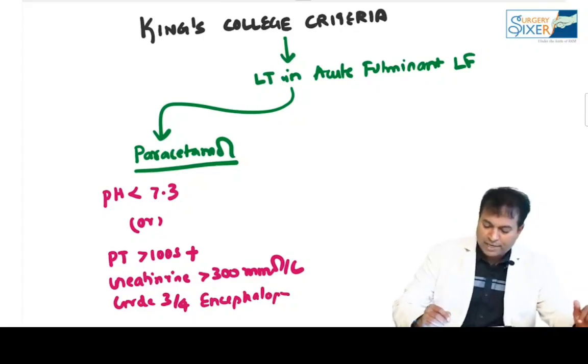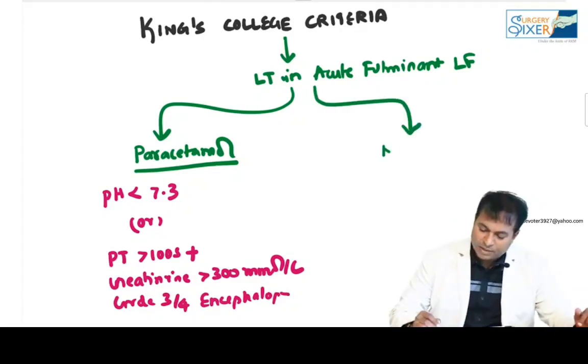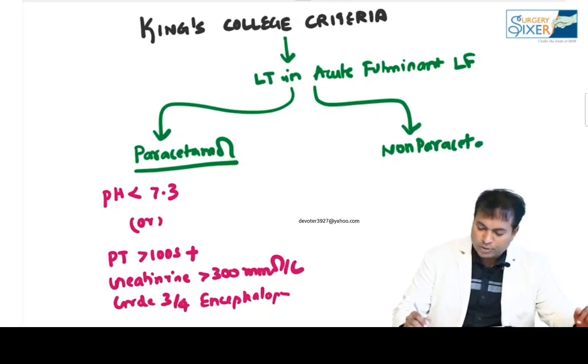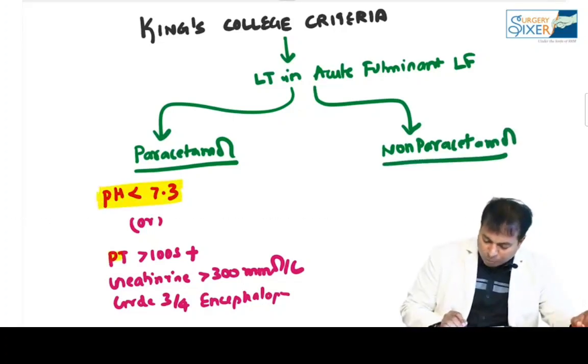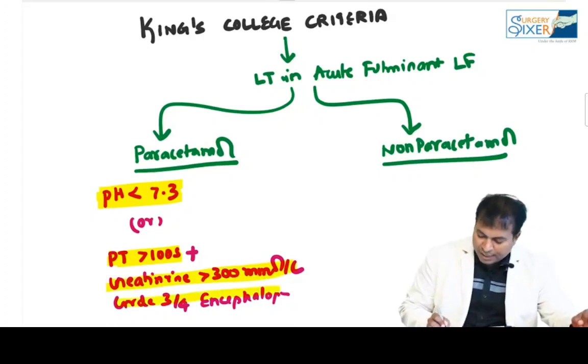There are 2 types of King's College criteria. One is for paracetamol induced liver failure, another is for non-paracetamol induced acute fulminant liver failure. So no need to remember both. At least remember the paracetamol induced liver failure. So when the pH is less than 7.3, or when the prothrombin time increases more than 100 seconds, creatinine more than 300 micromoles per liter, and grade 3, grade 4 encephalopathy is associated.